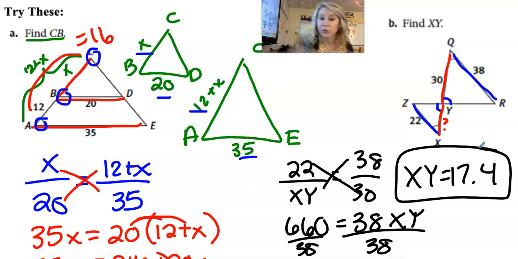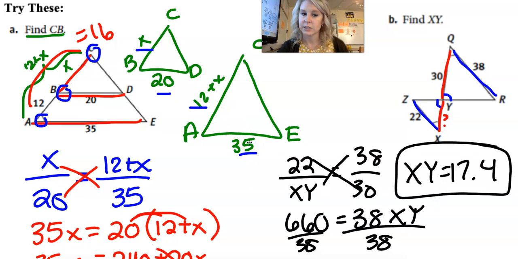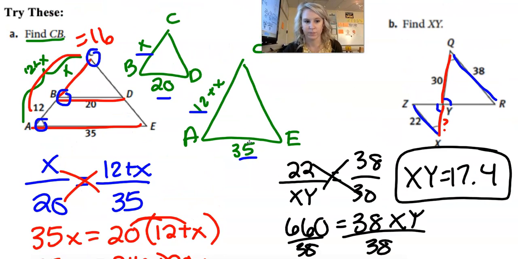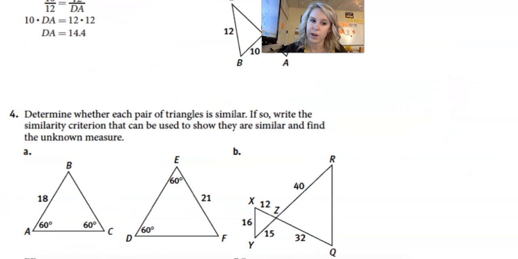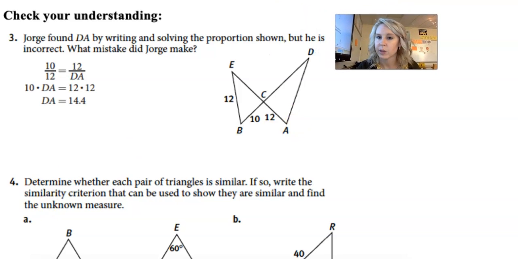Okay. So you can get decimals in this stuff. Don't freak out. You will get decimals. Okay. All right. So that's an example of how to solve for missing sides in a similar triangle. I want y'all to try the next 3, 4, 5 on your own. So press pause and then I will go over the answers.